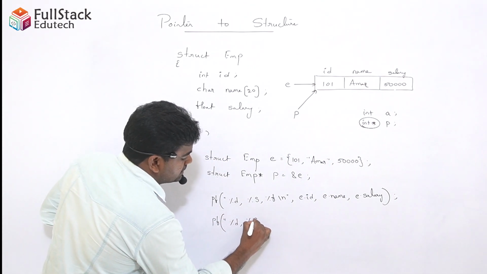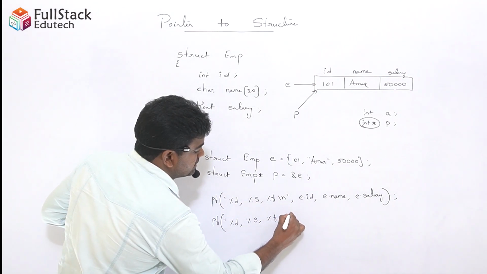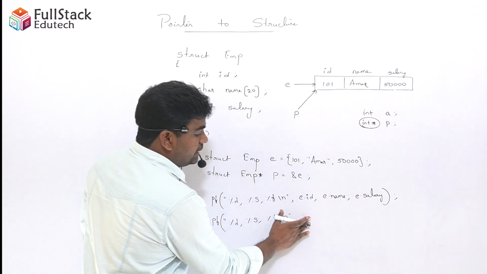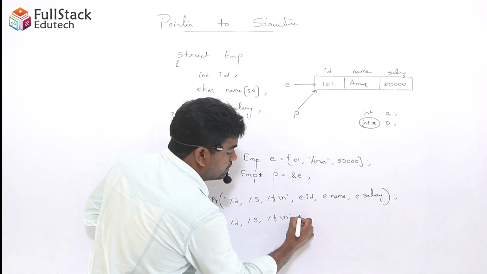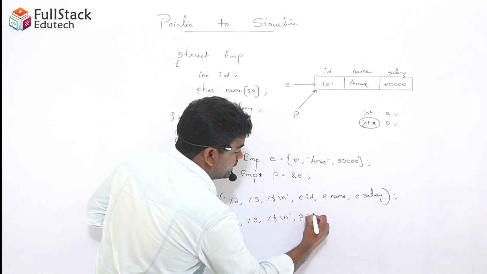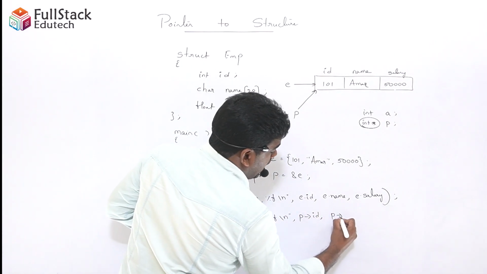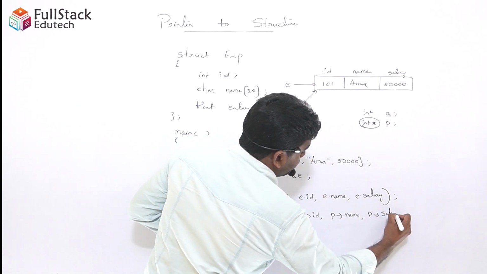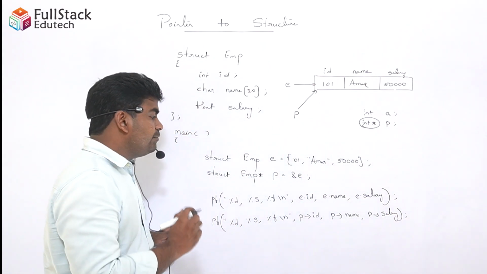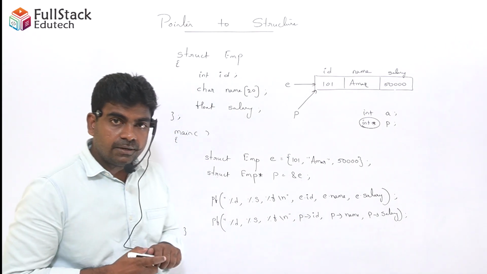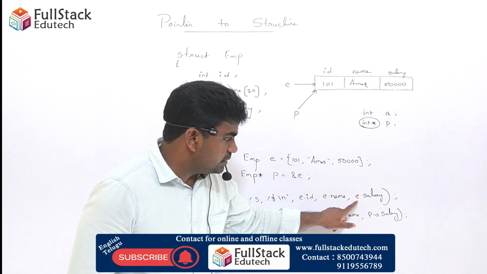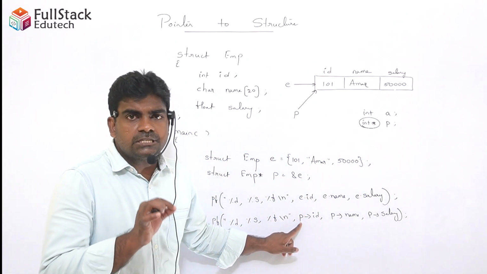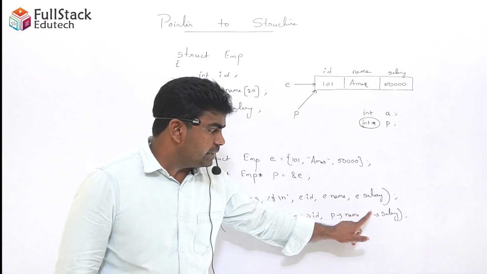%d, %s, %f. Accessing here, not E, because E is a normal variable. The pointer variable is P, so use the arrow operator. P, arrow operator; P, arrow operator. When a normal variable is pointing to the structure, we use the dot operator. But when a pointer variable is pointing to the structure, we use the arrow operator.